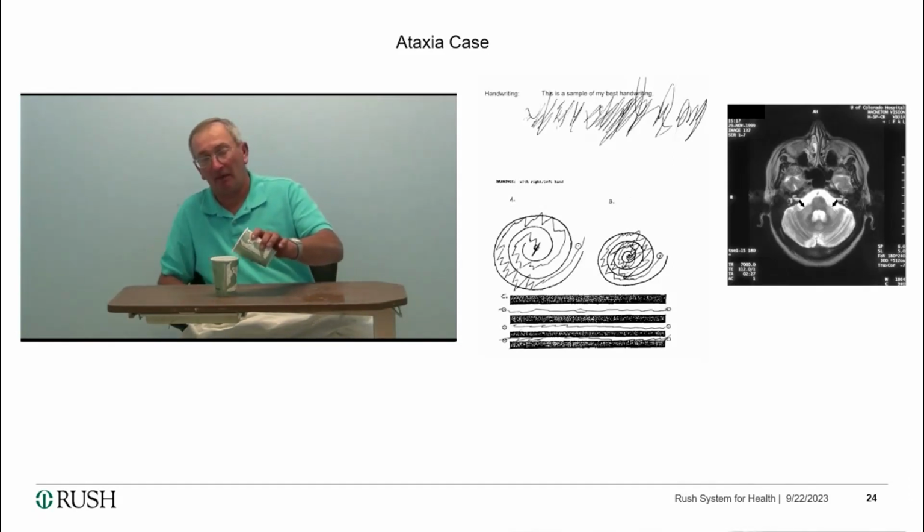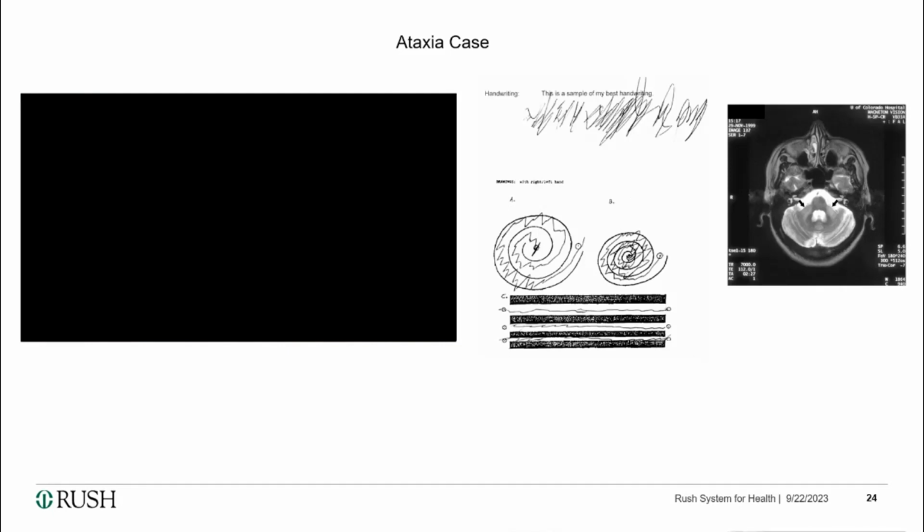And there we see he's got an imaging abnormality. What we see on this image is a T2 hyperintensity in the middle cerebellar peduncle, and that is very specific for a particular disorder.